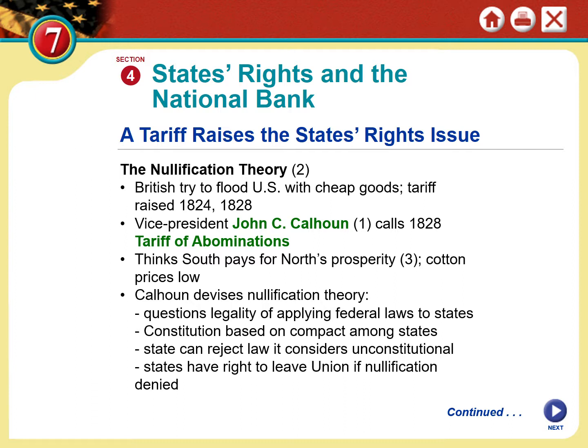Number one, can federal laws be forced upon the states? Remember, that was the old problem of the Articles of Confederation, that federal laws could not technically be forced upon the states.